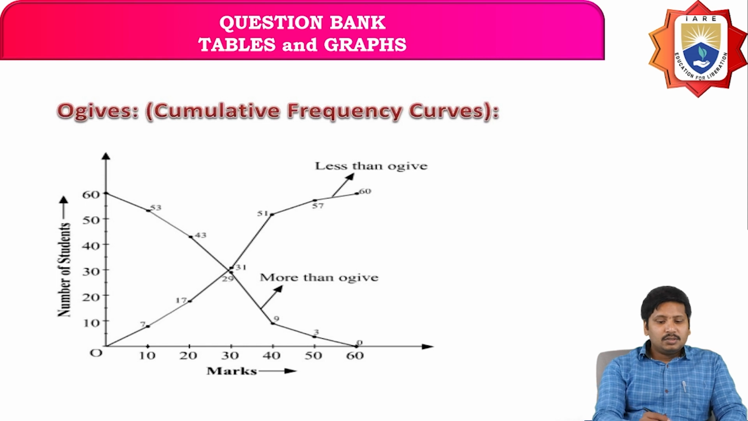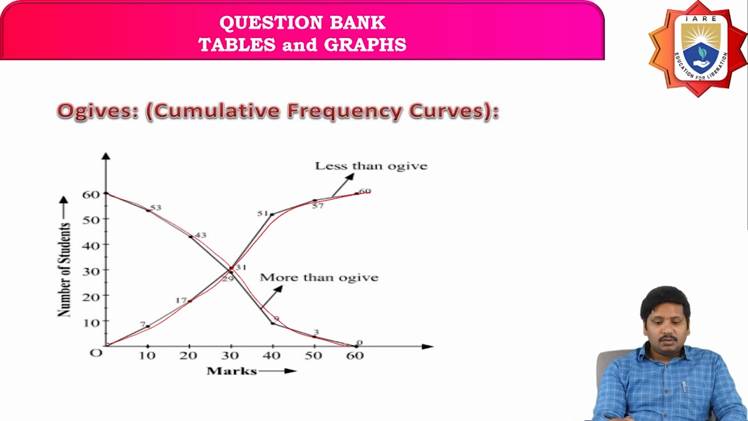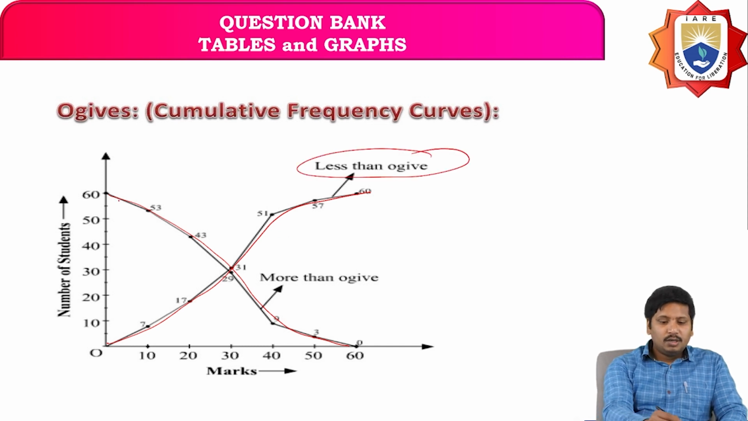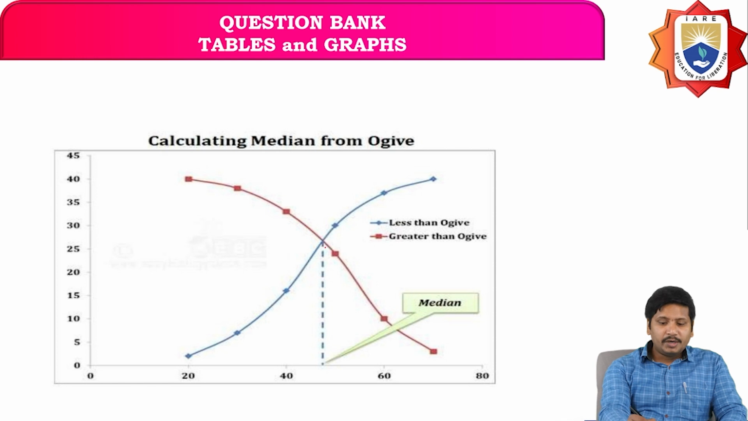Like this. Once we draw these, this is one curve and this is another curve. The one which is going up is called the less than ogive, and the one which is falling down is called the more than ogive. How do we calculate the median from the ogives? The less than ogive and the greater than ogive coincide at one point, and this point is the median of the values.